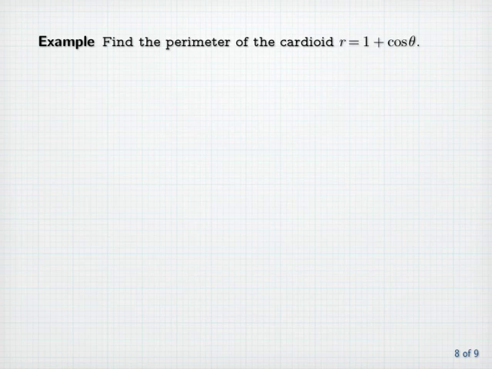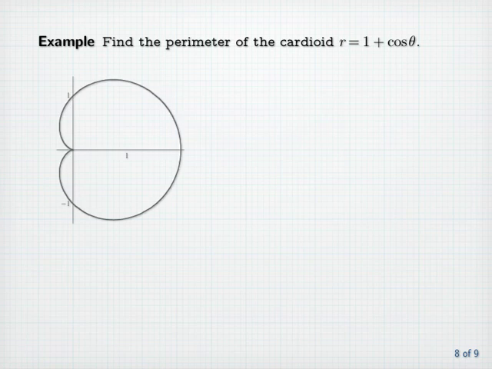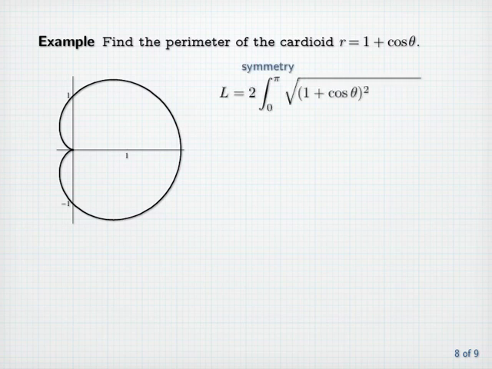Example. Find the perimeter of the cardioid r equals 1 plus cosine theta. Here's the cardioid. Recall that it is traced out as theta goes from 0 to 2 pi. Since the top half is traced out as theta goes from 0 to pi, we can take advantage of symmetry and compute the perimeter as 2 times the integral from 0 to pi of (1 plus cosine theta) quantity squared plus the square of dr/d theta, which is sine theta.